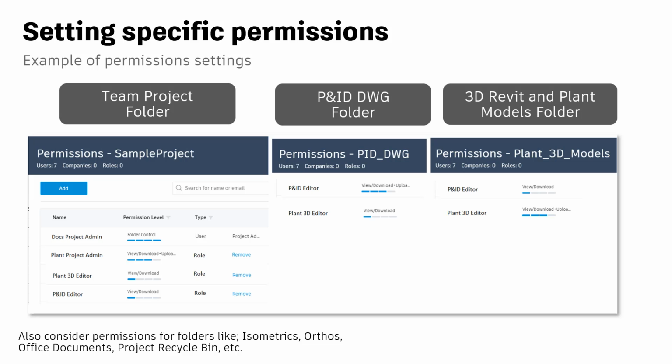This is just one example of permission settings here. For example, we can actually have a team project folder, just like I just said, with a specific permission level set up for either companies or groups or specific individuals. And in case we need different permissions for process drawings and 3D models, we can easily set them up by, for example, like you can see on this picture here, creating groups, PNID editors, and 3D content editors.